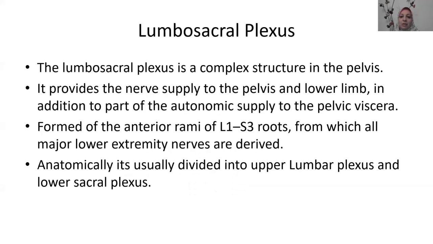Lumbosacral plexus is a complex structure in the pelvis. It provides nerve supply to the pelvis and lower limb, in addition to part of the autonomic supply to the pelvic viscera. It's formed from the anterior rami of roots from L1 to S3, from which all major lower extremity nerves are derived. Anatomically, it's usually divided into two parts, upper lumbar and lower sacral plexus.